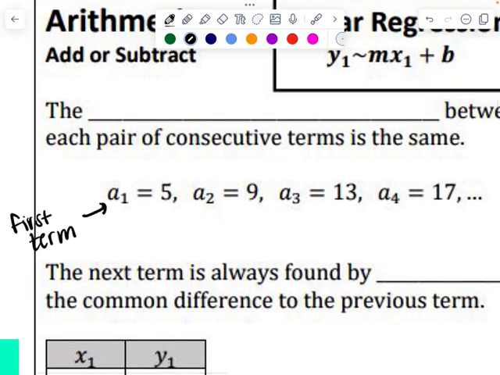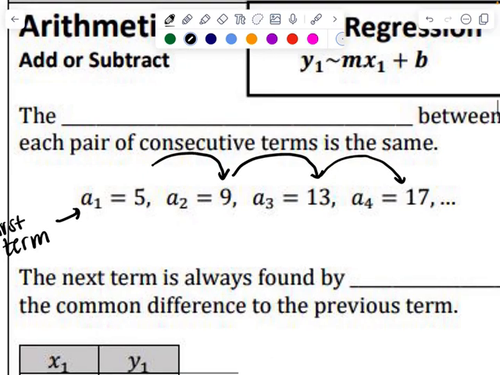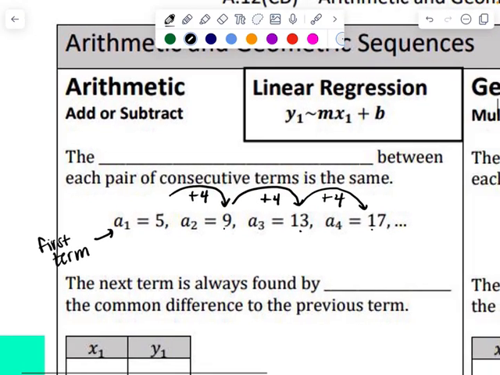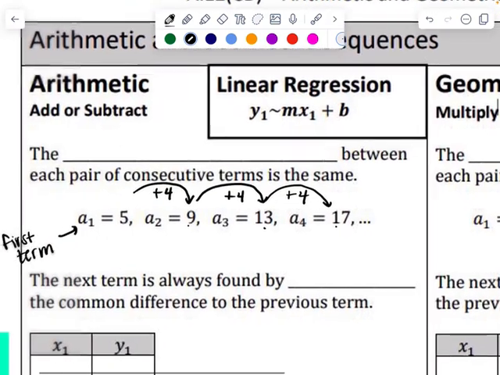And then I want to figure out if there's some sort of connection happening from 5 to 9, right? And if that connection is happening over and over and over again. So if I'm going from 5 to 9 to 13 to 17, I can kind of see that this is adding by 4 each time. So this is an arithmetic sequence. We've got two types, arithmetic and geometric.